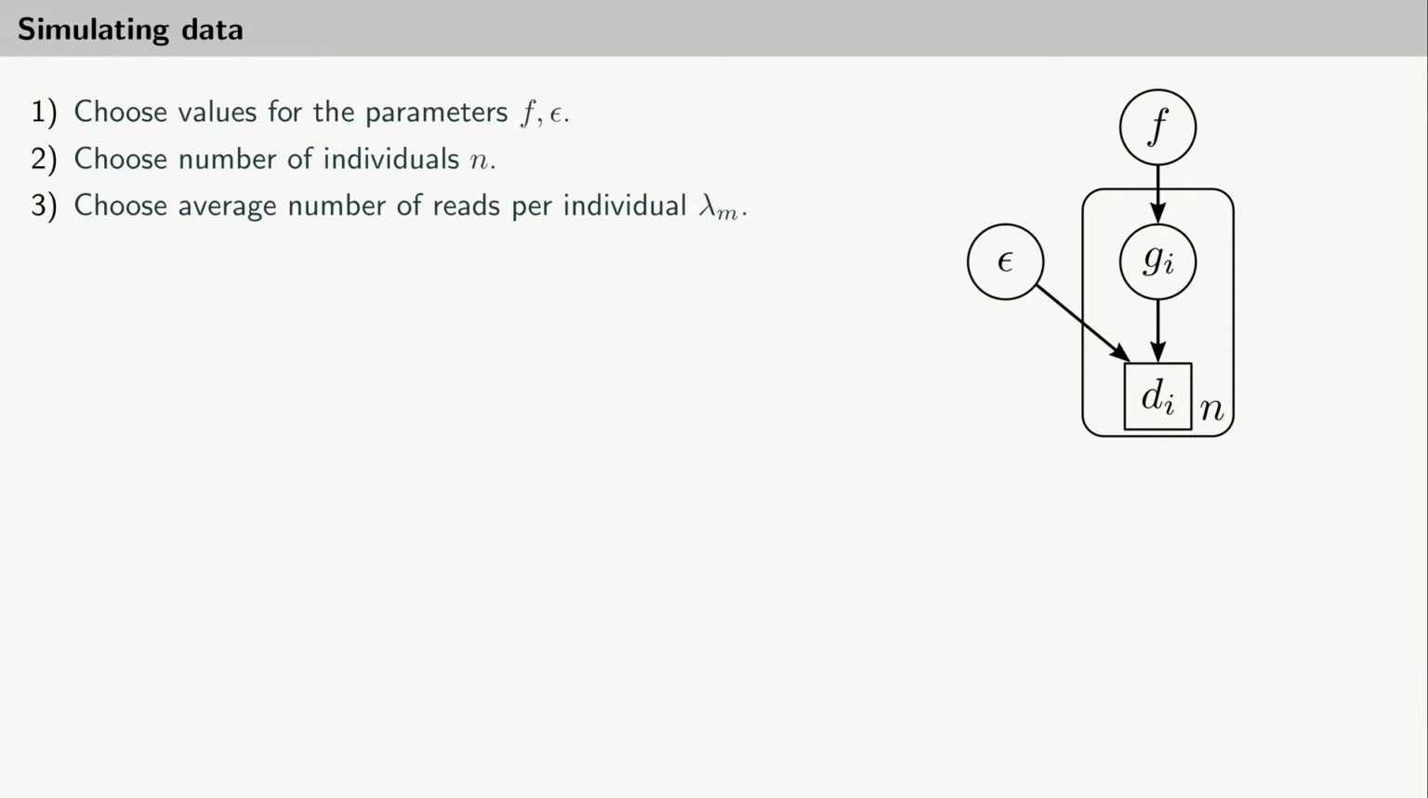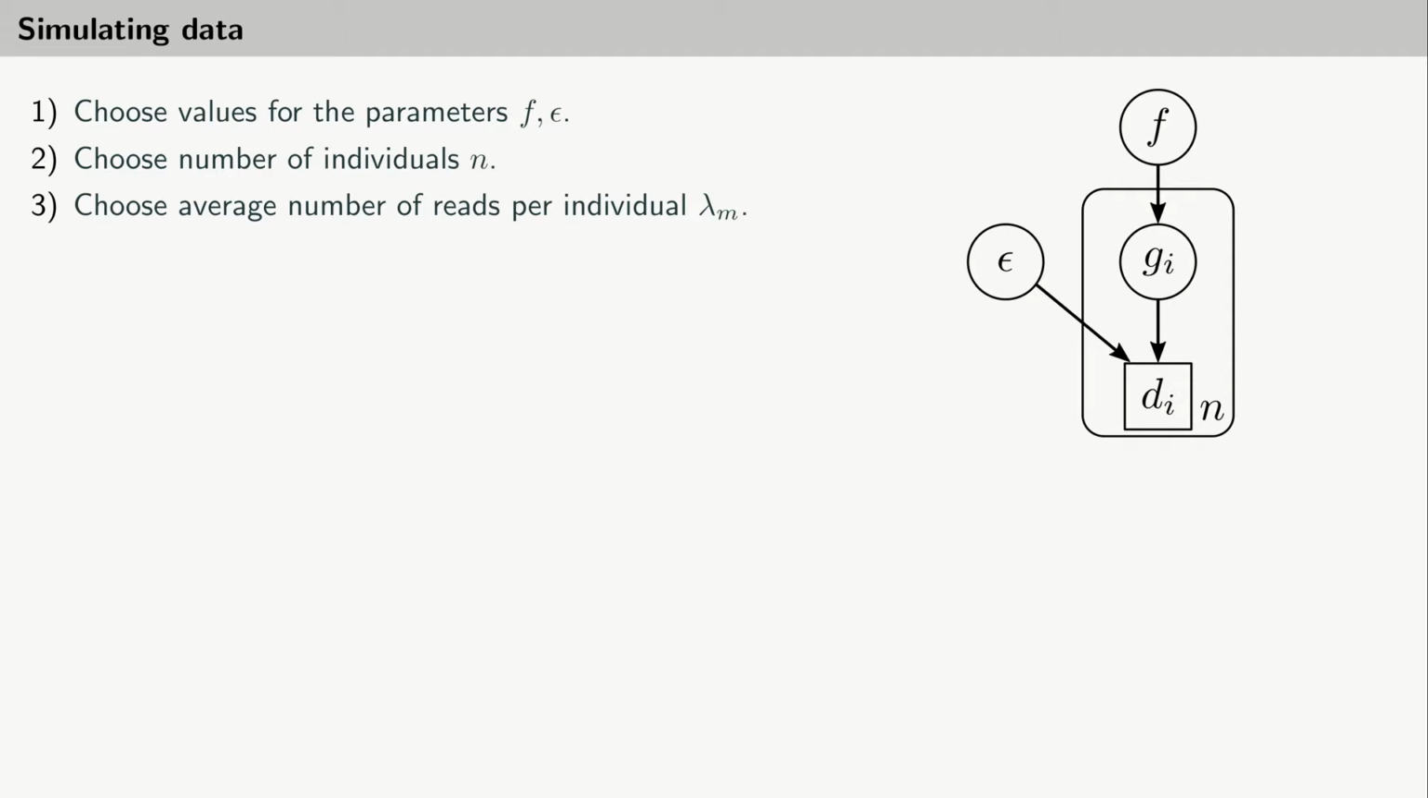In order to verify the performance of our EM algorithm, we have to test this with simulations. So we first have to write functions that allow us to simulate data under this model. Simulating data on the model always proceeds the same way. First, we have to choose values for the parameters of the model, in our case f and epsilon, and then we also have to choose the size of the data, that is the number of individuals n, as well as how many sequencing reads we should have for each individual.